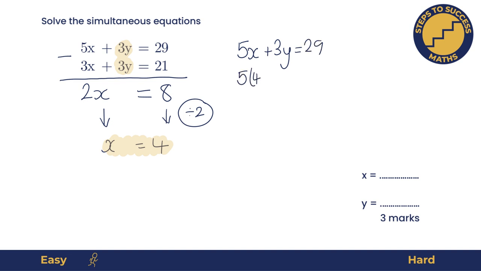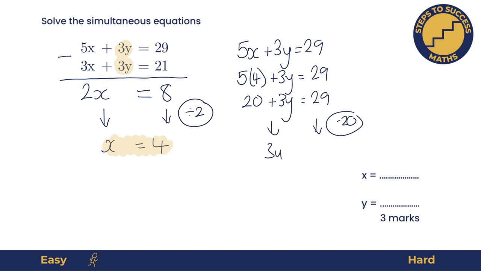So 5 bracket 4 plus 3y equals 29. 5 times 4 is 20, plus 3y is 29. Now if we take away 20 from both sides of our equation, we've got 3y is equal to 9. And then if we divide it by 3, we've got y is equal to 3. We found our two values. x is 4 and y is 3.